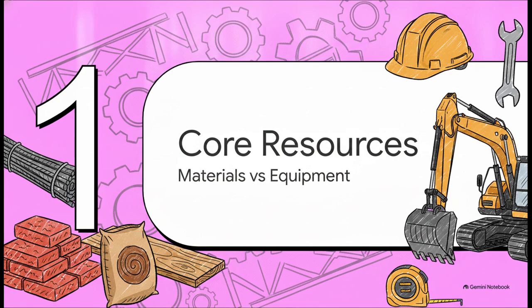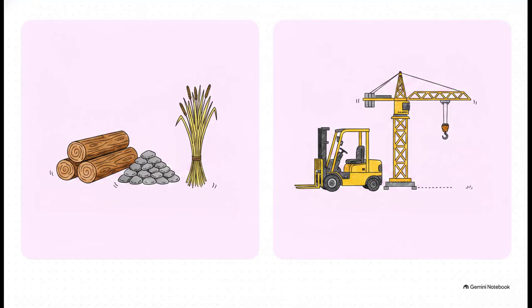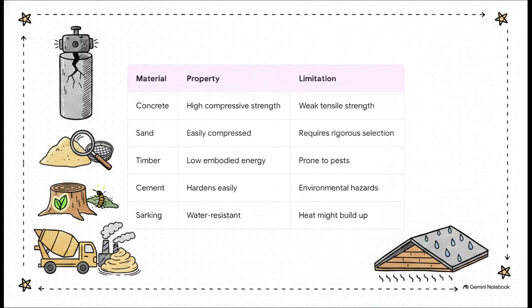All right, Section 1, the core construction resources. Let's build our foundation. First things first, we've got to clearly draw a line between materials and plant and equipment. Materials, well, those are the physical substances that actually become part of the building itself. Think timber, stone, or thatch. But plant and equipment, that's the heavy machinery and tools, like your forklifts and cranes, that you actually use to put those materials together.